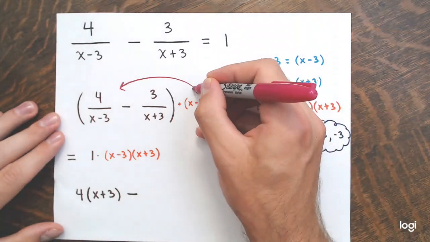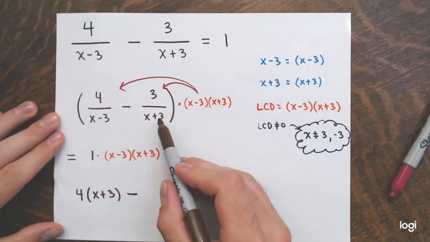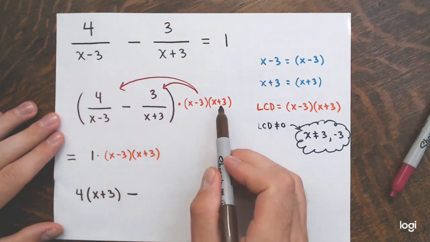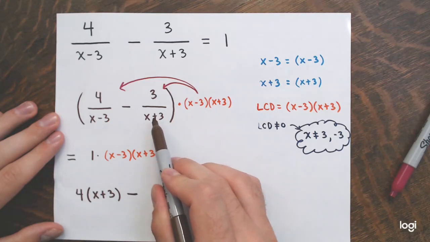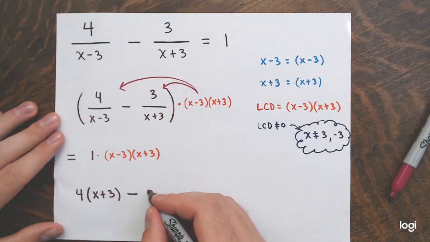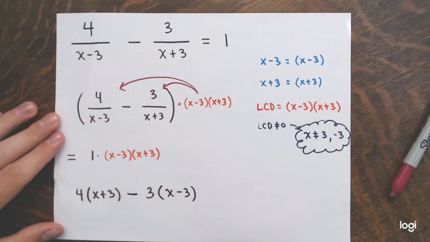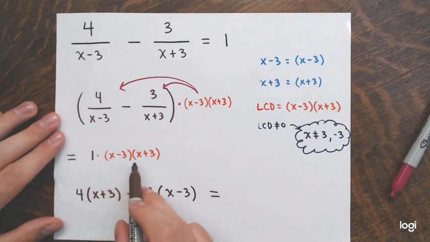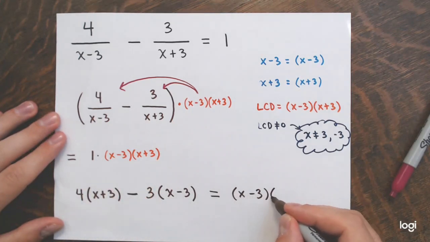and then again distributing this LCD to the second fraction. I have a denominator with a factor of x plus 3. The numerator would have a factor of x plus 3, so this x plus 3 would cancel with that x plus 3, and I'd be left with a factor of 3 and a factor of x minus 3. So 3 times the quantity x minus 3. That's the left side. And then the right side is simply the LCD, right? Anything times 1 is itself, so it's x minus 3 times x plus 3.